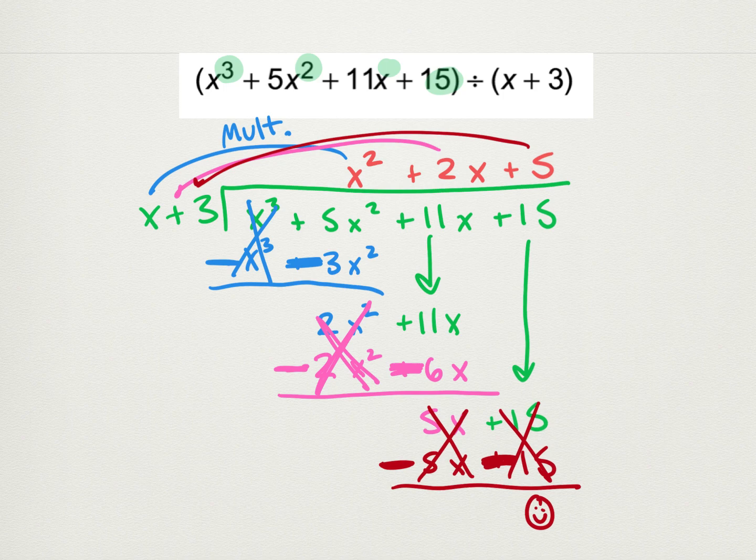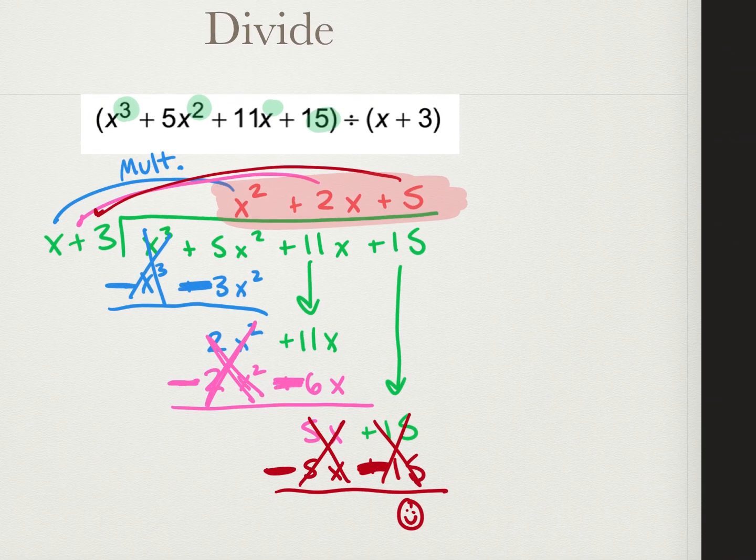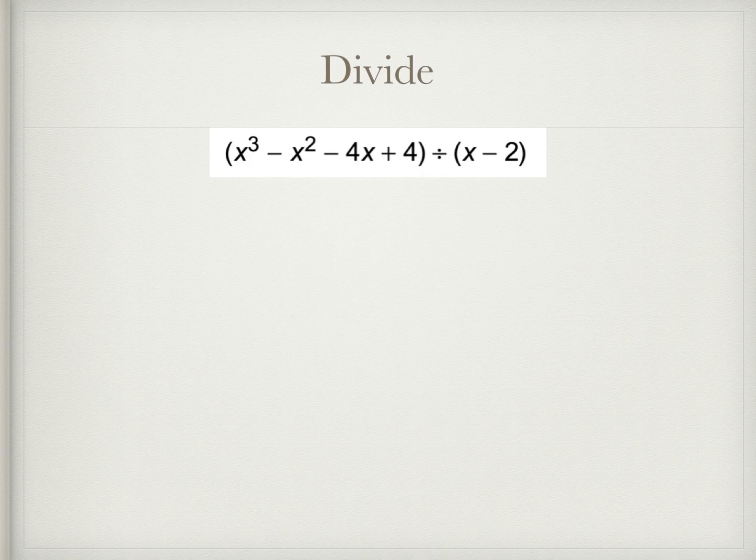We did all of that because this is our answer up top. But our remainder is 0. So our answer is x squared plus 2x plus 5. All right, what goes inside the box?